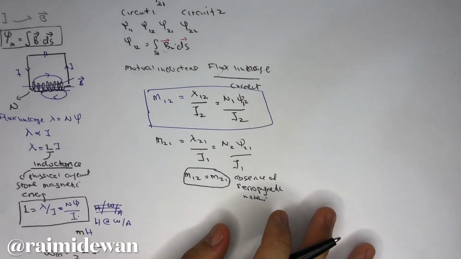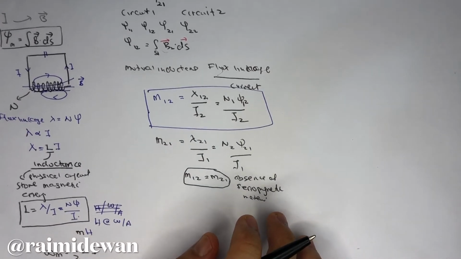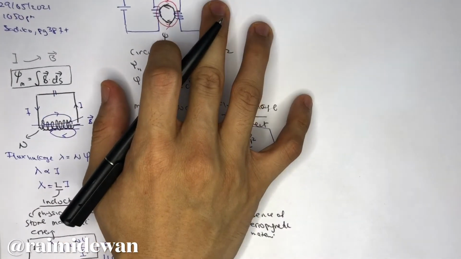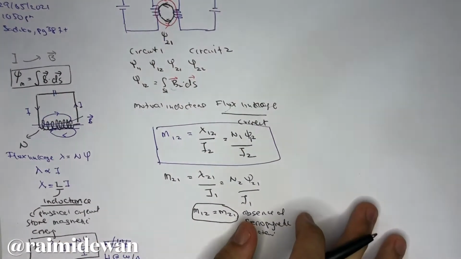Then we also know that the total energy is the sum of the energies due to your inductance 1, your inductance 2, and also the mutual inductance.